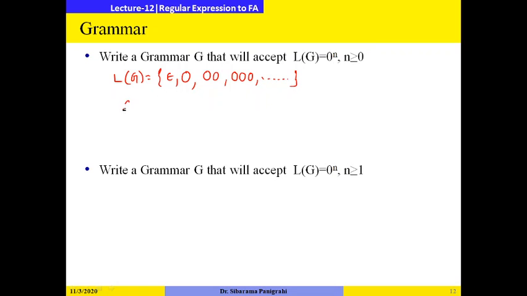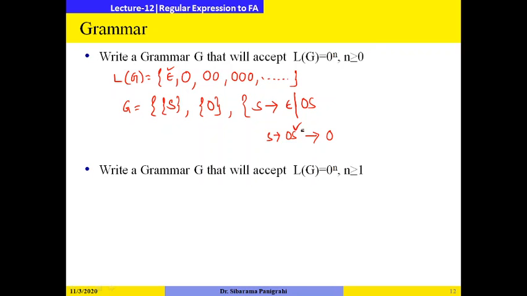So what should be the grammar for this one? The grammar for this one should be S. This is the variable. So what are the terminals? Here there is a single terminal, that is 0. So what are the productions? S gives epsilon, because you want to accept epsilon also, or S gives 0S. So now you see, if you use S gives 0S, then in place of this S, if you use epsilon, what you will get? You will get 0.